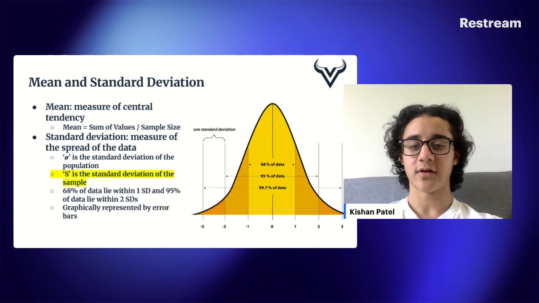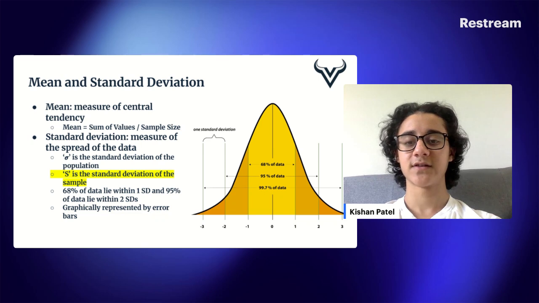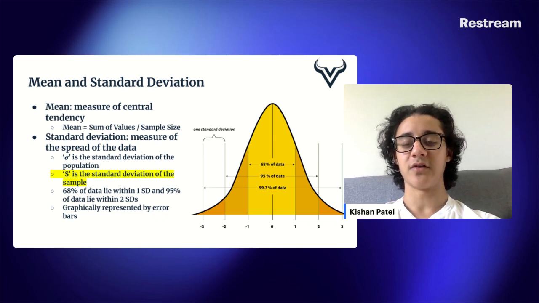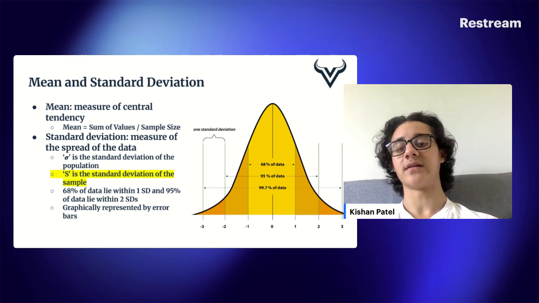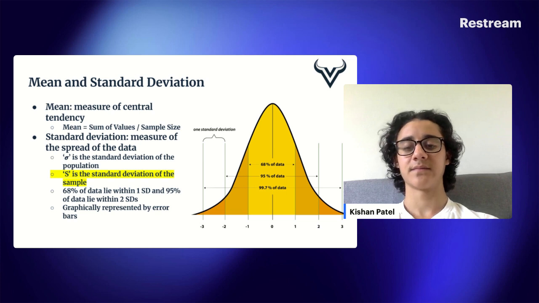Okay, so we're going to talk about mean and standard deviation. So you should all be familiar with these two. Mean is just the measure of central tendency, or the average of all the values in your data set. You calculate it by dividing the sum of the values by the sample size.